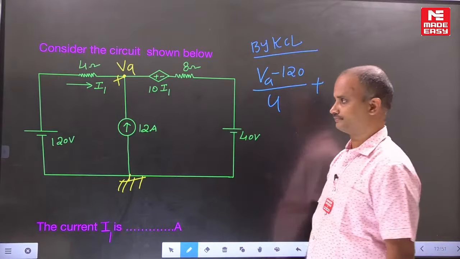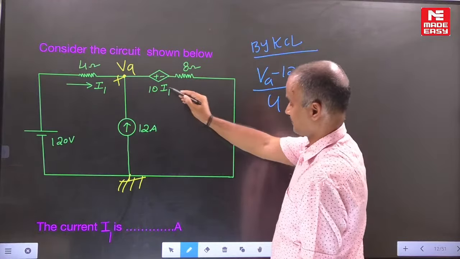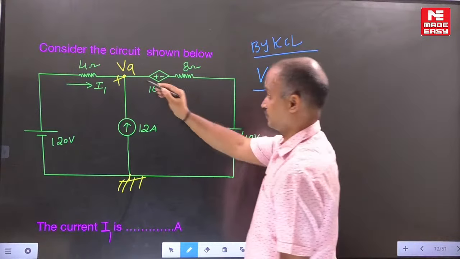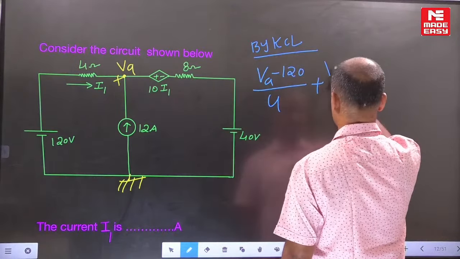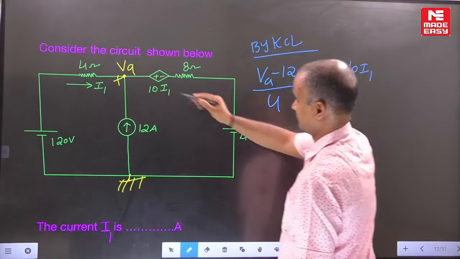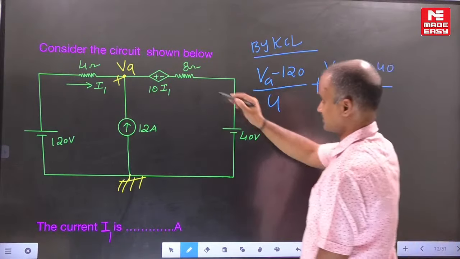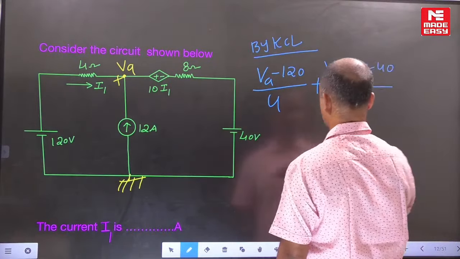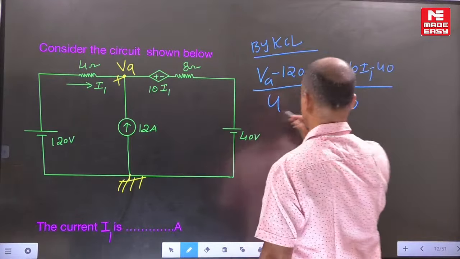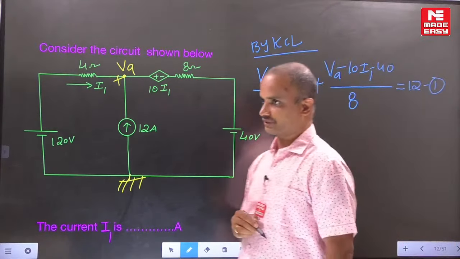outgoing current. In this branch two sources are there, one a dependent source and the other an independent source. Focus on the polarities carefully. Plus plus, similar polarities, subtraction: VA minus 10I1, again plus plus, subtraction, minus 40, with respect to the resistance of 8 ohms, outgoing current. The 12 amperes is the incoming current. Now we got equation 1.